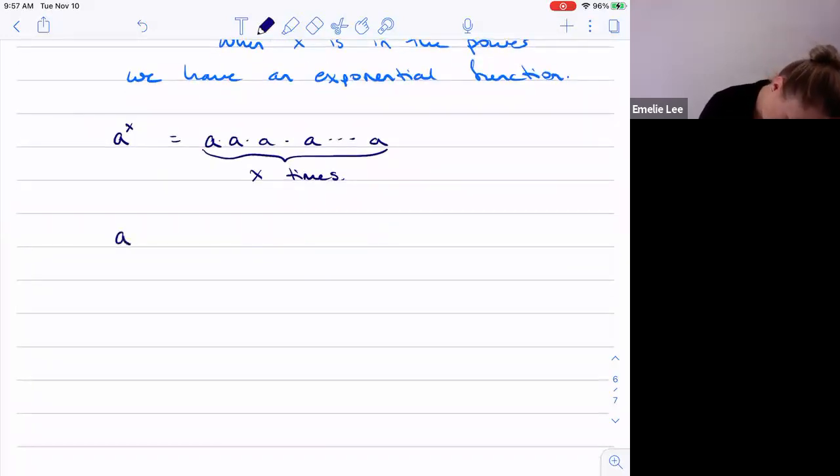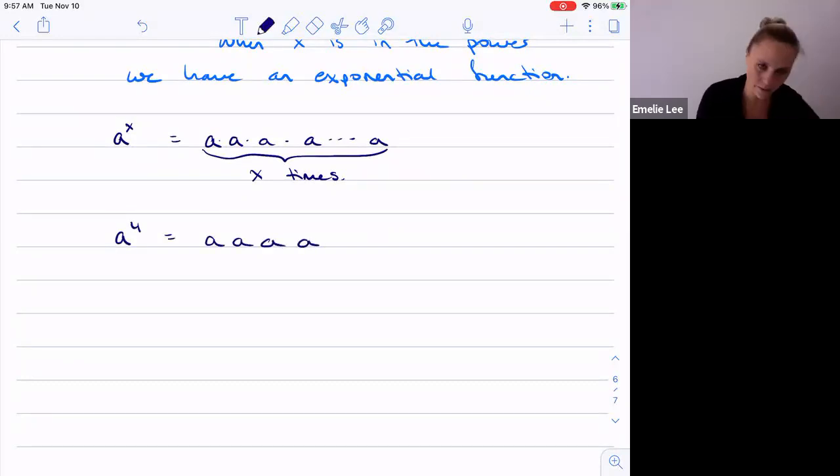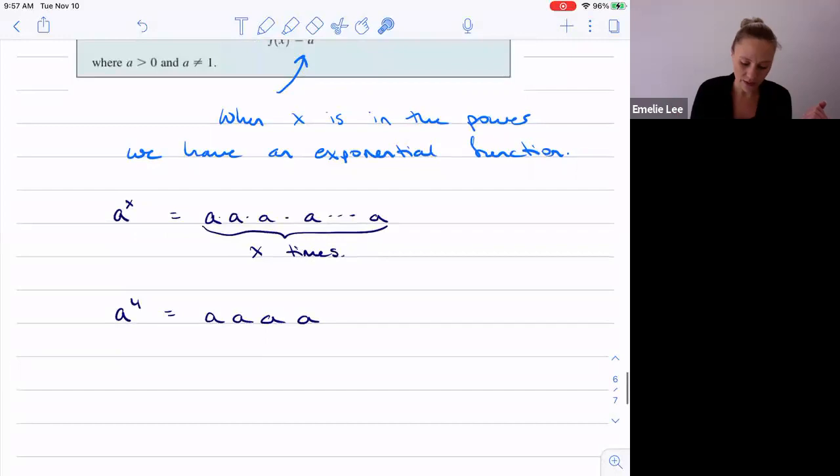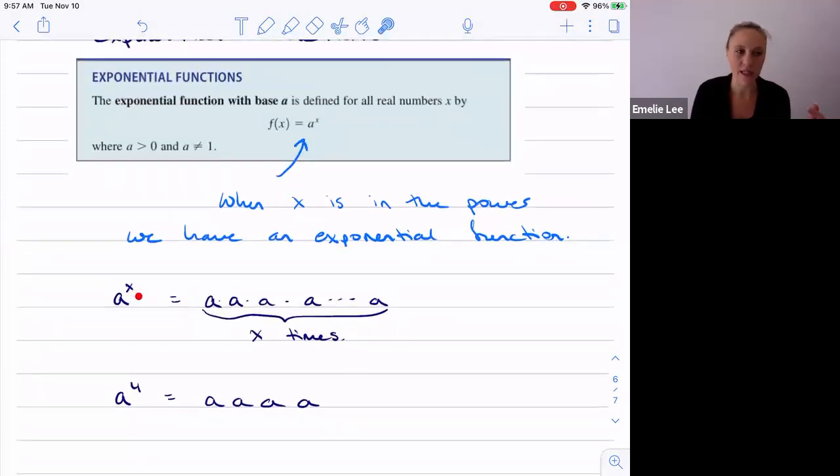So a to the power of 4, for example, is a times a times a times a. It's just a cleaner way of writing this, and we've already used that. We just saw it in x minus 1 times x minus 1. We kind of zipped it up as x minus 1 squared. Same thing. So now, because this x is in the power, we're able to vary how many multiples of a we have. This is what makes it an exponential function, when x is in the power.